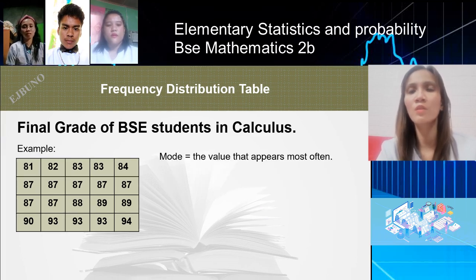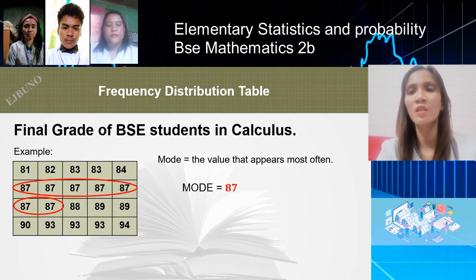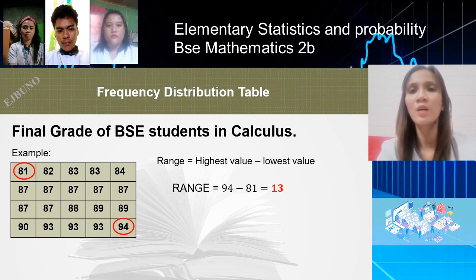Mode, the value that appears most often. Look at the picture. You can see that 87 has the most number of appearances, so our mode is 87. Range is equal to the highest value minus the lowest value. The numbers with circles are the lowest and the highest, so we need to subtract them. So our range is equal to 13.